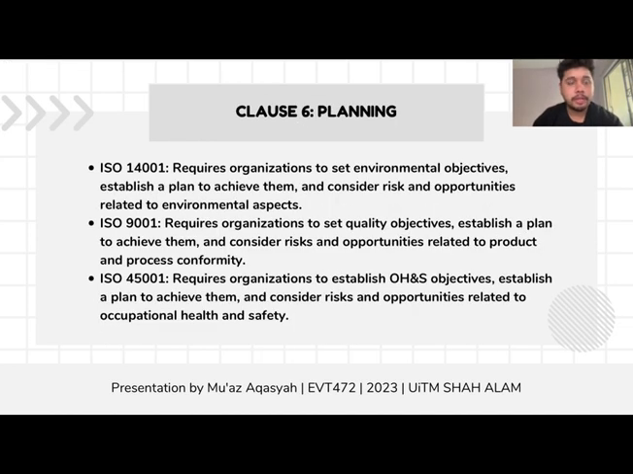For clause 6, which is planning, for ISO 14001, it requires organization to set environmental objectives, establish a plan to achieve them, and consider risks and opportunities related to the environmental aspect. While ISO 9001 requires organization to set quality objectives, establish a plan to achieve them, and consider risks and opportunities related to the product and process conformity. And ISO 45001 requires organization to establish occupational health and safety objectives, establish a plan to achieve them, and consider risks and opportunities related to occupational health and safety.